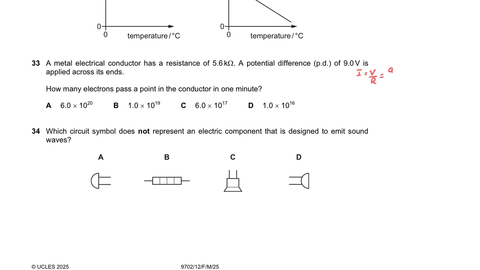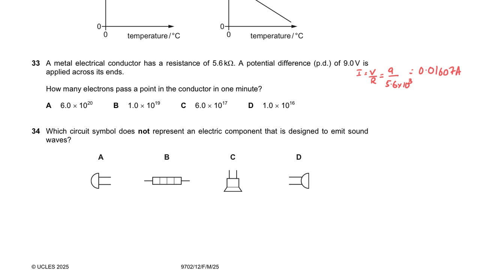The potential difference is 9 volts. The resistance is 5.6 into 10 to the power 3, 5.6 kilo ohms. That gives us the current as 0.01607 amperes. So that is the current. Now, this is basically the total charge in coulombs passing in 1 second. And the question is asking you for the number of electrons that pass in 1 minute.